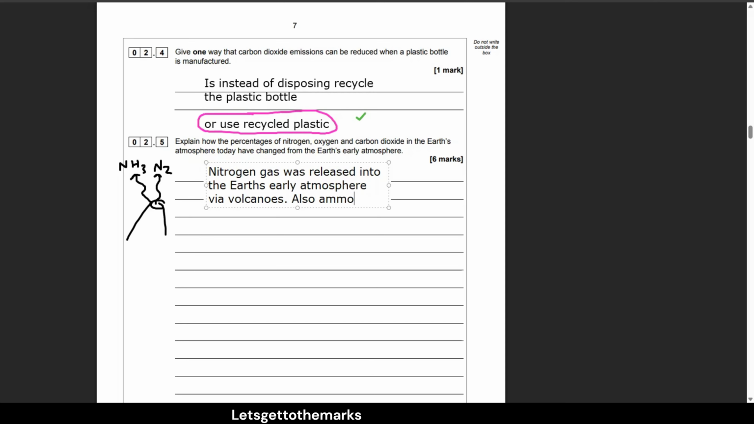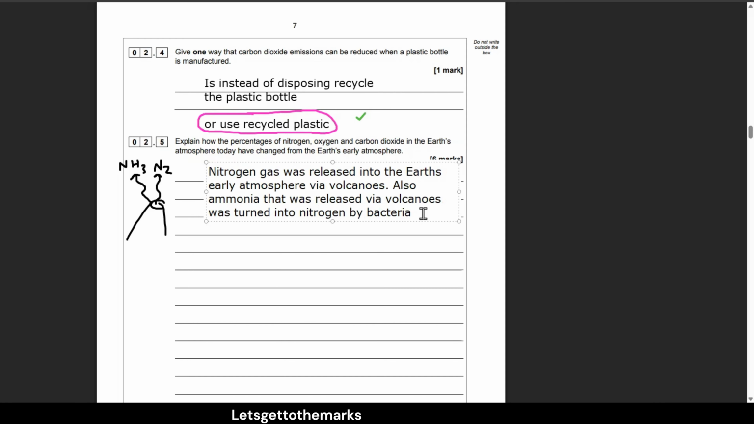Also, ammonia that was released via volcanoes was turned into nitrogen by bacteria. So you've got these bacteria that release nitrogen back into the sky, called denitrifying bacteria. But of course, that didn't happen in the first billion years because there weren't any bacteria. So until life evolved on the Earth, we couldn't have had bacteria changing the ammonia into nitrogen, but we did get a lot of nitrogen gas coming out. So there we go. That's a little explanation of the nitrogen.